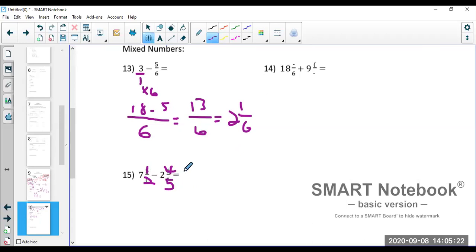Okay. So what we want to do here is some borrowing, because it's not big enough. So we have 2 and 5. Common denominator is going to be 10. This is going to become 7. We're going to go 2 times 5, which makes this 5/10, minus 2 and 8/10.